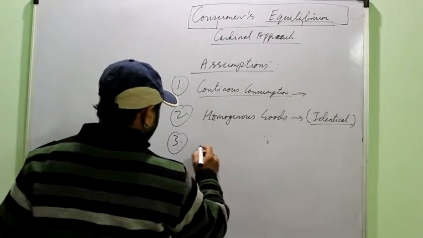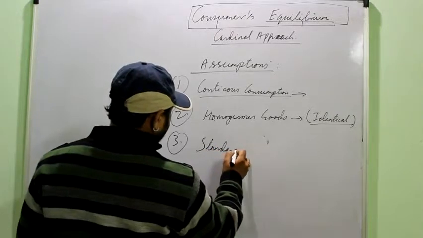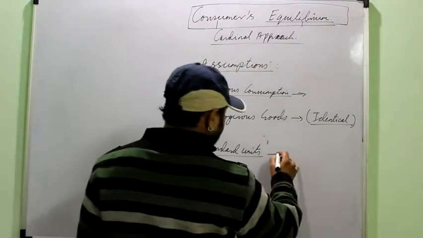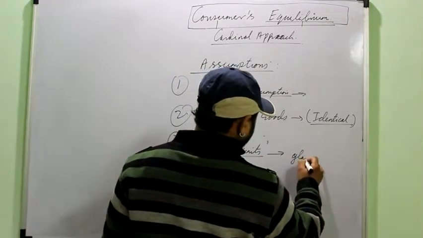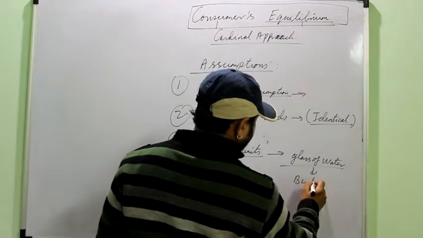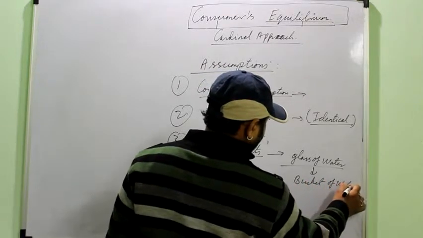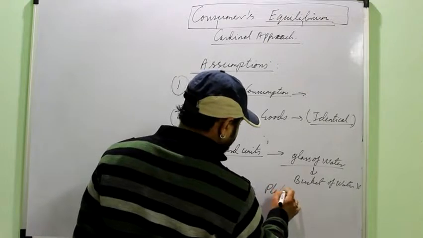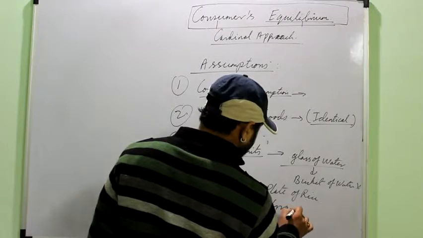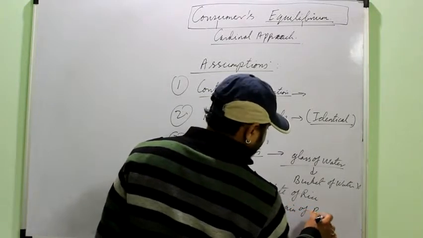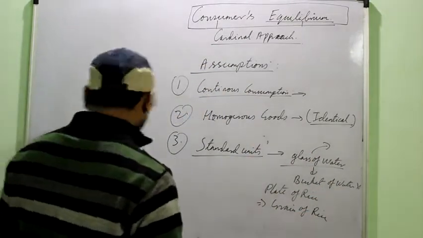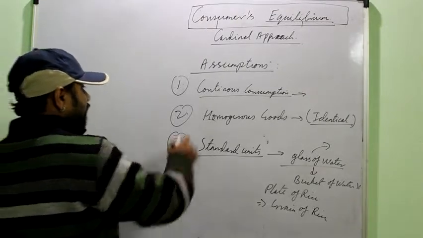Then third is the standard units. Standard units means you have to measure the units like this. Say a glass of water and not a bucket of water, and say a plate of rice and not a grain of rice. Similarly here, not a drop of water. Okay, you have to take the standard units only, then the law would be applicable, otherwise not. So these are 3 important assumptions.